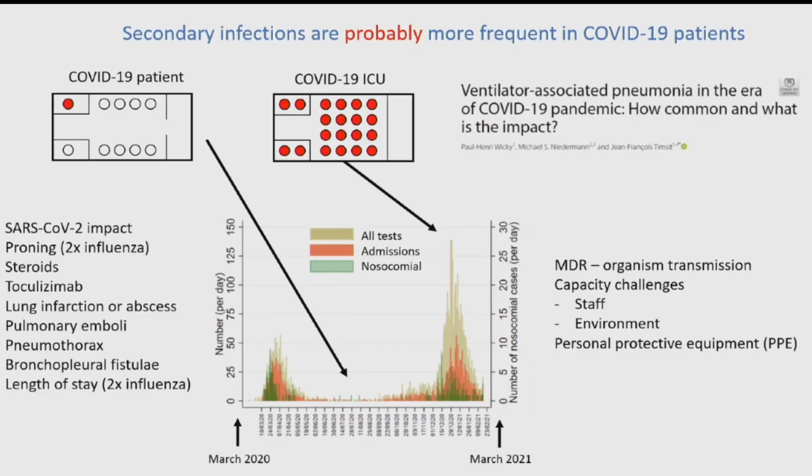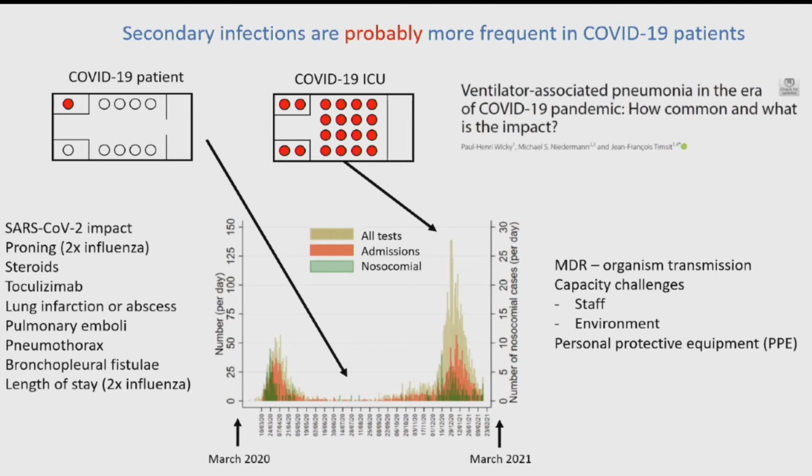Now, if we look at the data, this is from the UK, here you can see that there are spikes. This is the first spike and this is the second spike. In the first spike, you can see the green line. These are the nosocomial infections or the VAP. So as the number of infections increase, the nosocomial infections also increase.